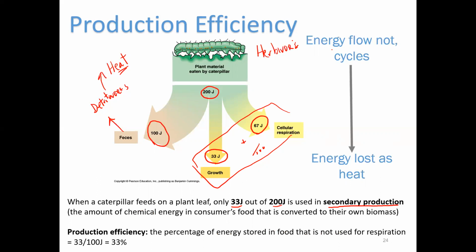33% was the production efficiency, the percentage of energy stored in food that is not used for respiration. So energy flows, it does not cycle, and throughout all of this, energy is lost as heat. Only a small percentage is kept.